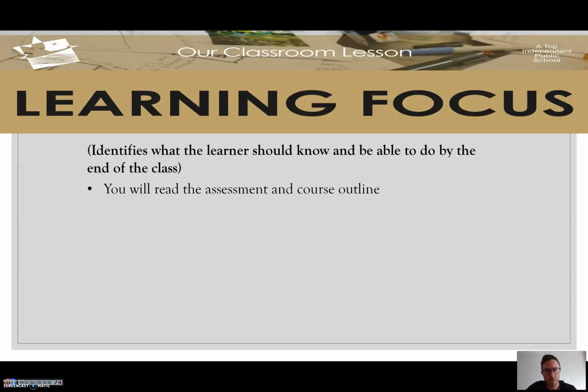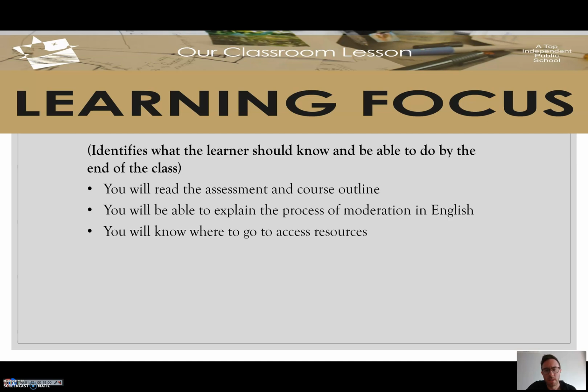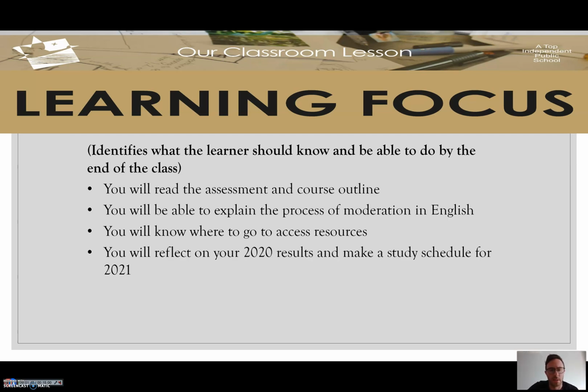So today, what we're going to do is read the assessment and course outline. Then I'm going to explain the process of moderation, just to give you an idea of what scores you need to be thinking about achieving in order to avoid scaling. We're going to have a look around some parts of Connect and see where things are on this flexible class, and then we're going to do some reflecting on our 2020 results and begin by setting ourselves up for success by making a study schedule for this year. So that's what we've got planned.